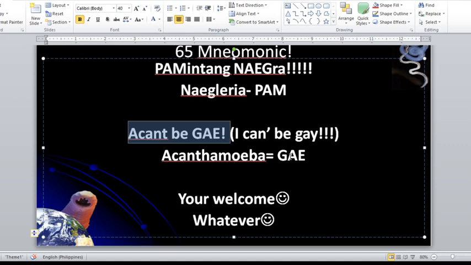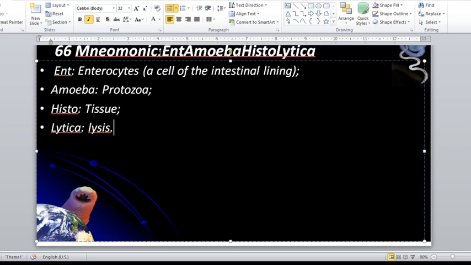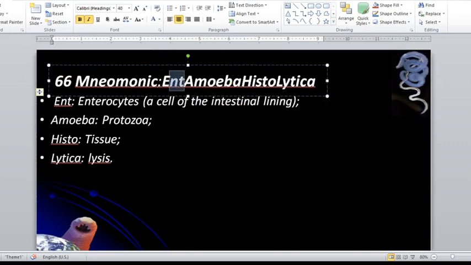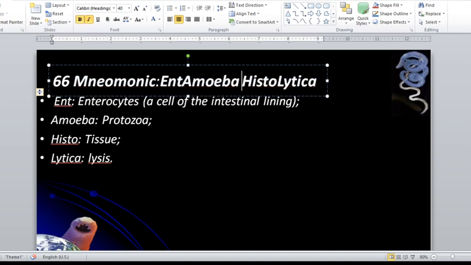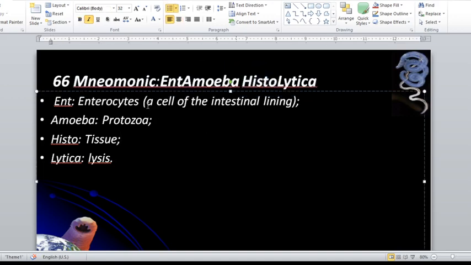And 1, 2, 3, 4: granulomatous amoebic encephalitis. So, Naegleria fowleri and Acanthamoeba. Okay, I think I discussed this mnemonic to you already. The N is for enterocytes, which refers to the intestine. Amoeba is a protozoan parasite. Histo means the tissues, and lytica, lysis. Therefore, Entamoeba histolytica has the capability to lyse the tissues. I saw this on the internet.